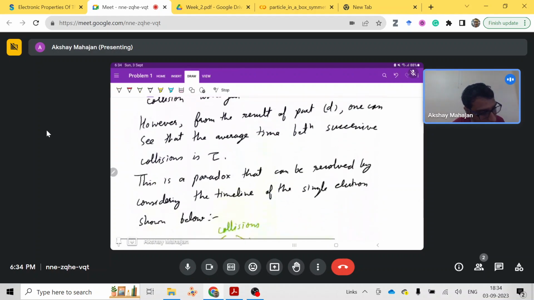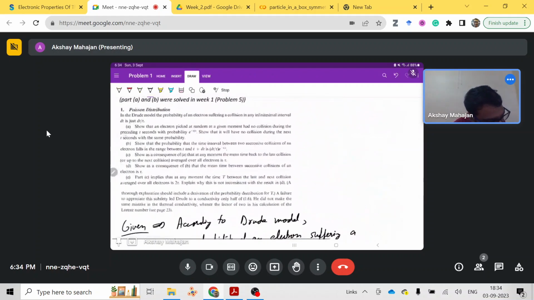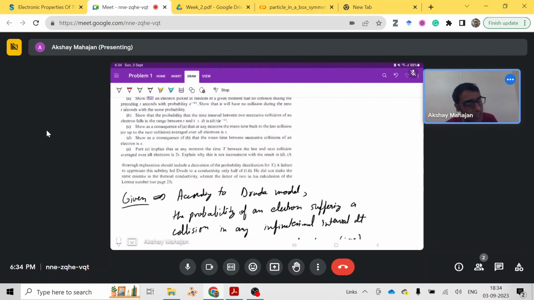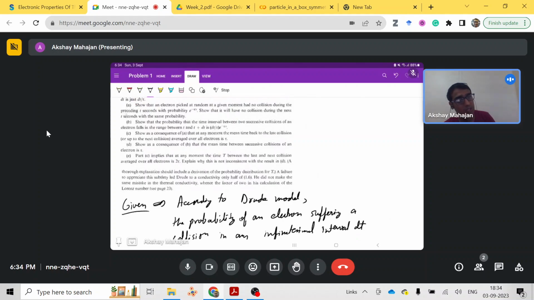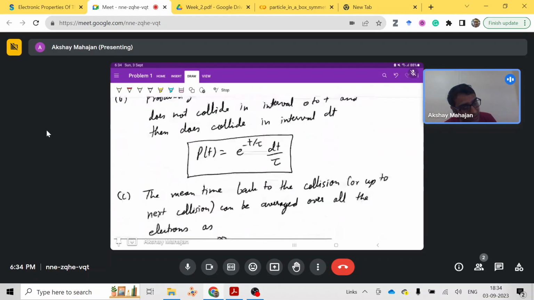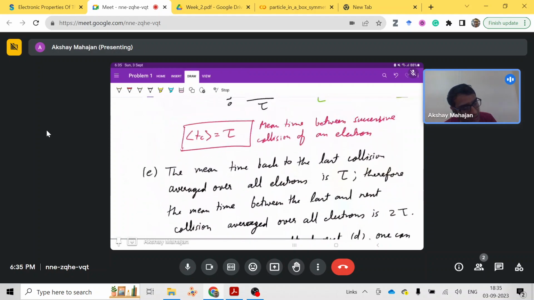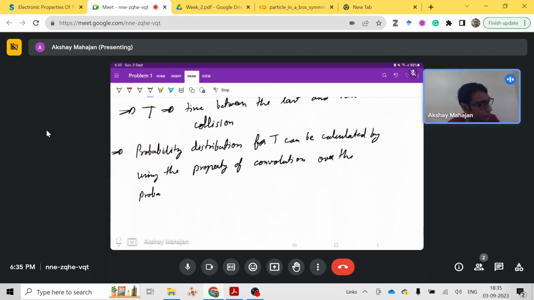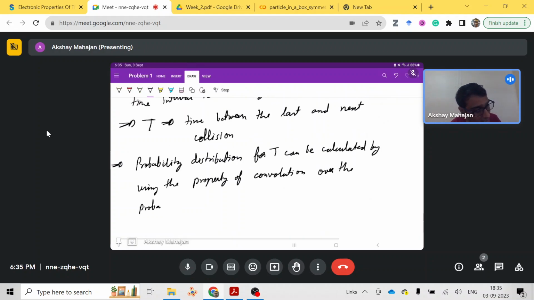The contradiction is with part D. Sorry, what we got in part D said that the mean time between successive collisions is tau. Now we are finding that because of this timeline issue, it would be more than tau. From part C, it seems like it is going to be 2 tau, and we take the result from D to show that this is consistent, so that there is no paradox, which we can see from this timeline as well. So we'll take the result from part D and find the average of this capital T, the time between the last and the next collision.